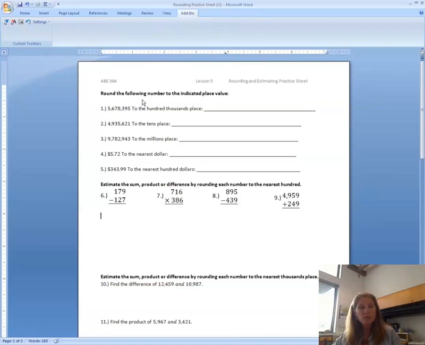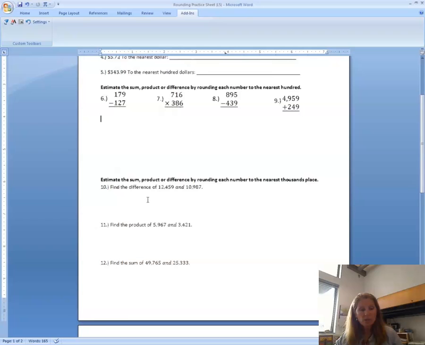We did this rounding piece, then we did this piece, estimating, and now we're into 10, 11, and 12, which say estimate the sum, product, or difference by rounding each number to the nearest thousands place. So this is telling you to round to the thousands. The last direction said to the hundreds. I randomly picked those numbers. I could have said round to the tens or the millions or whatever I wanted. Somebody will choose that for you in a homework assignment, and out in the world, you get to pick that for yourself.